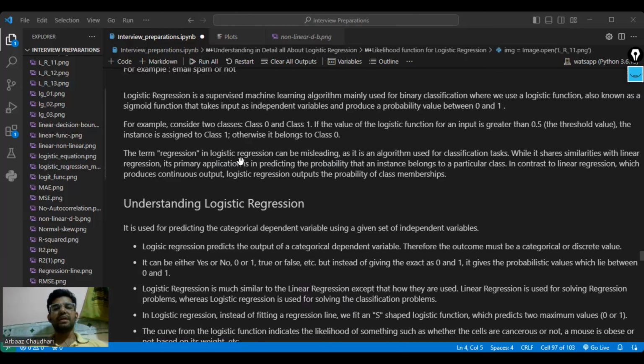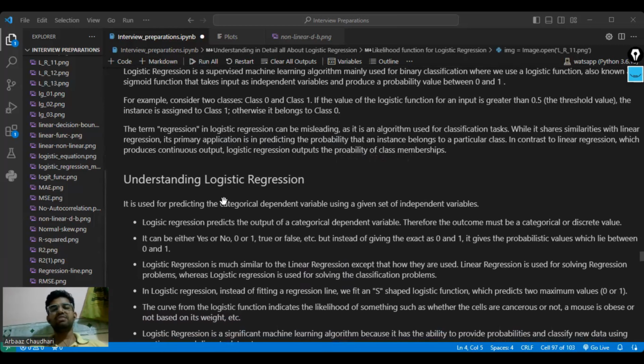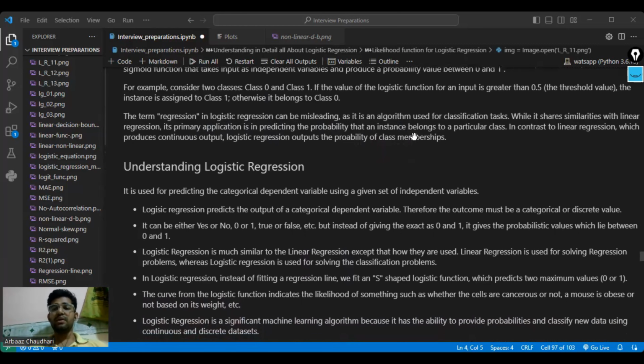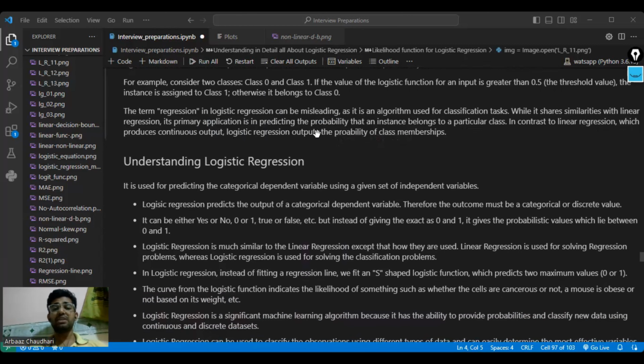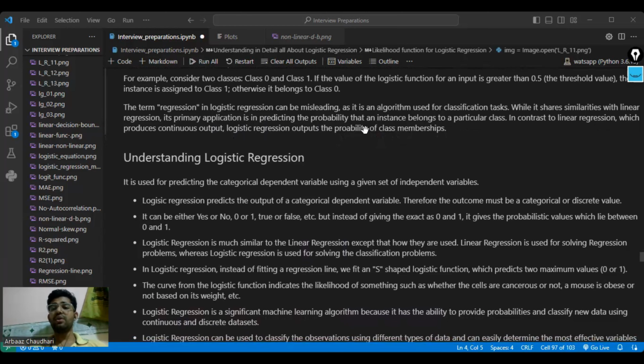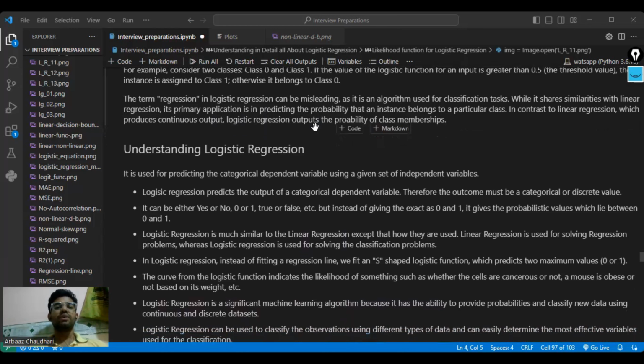So here in logistic regression, the term regression is there. But the regression which we have seen was linear regression, the first model of machine learning. So in logistic regression also there is regression, and it could be misleading for some students at first. But while it shares similarities with linear regression, its primary application is predicting the probability that an instance belongs to a particular class. So the main application of logistic regression is to find the probability of an instance, whether it belongs to class 0 or class 1.